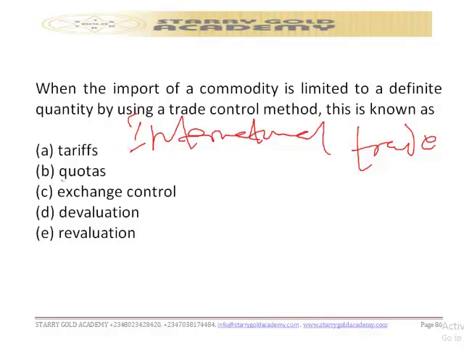Option B, quotas. A quota is a certain quantity; when that quantity has been reached for the importation of maybe rice or groundnut oil or its varieties, they put a quota on it. That is a limited, temporary ban on the importation of such goods for now.